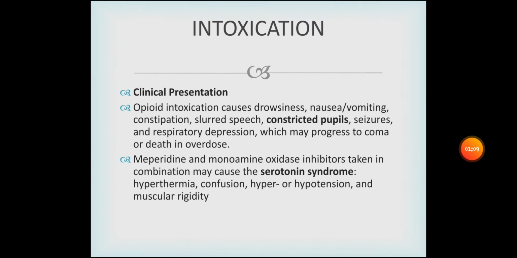So, opioid intoxication. What's the clinical presentation of opioid intoxication? Opioid intoxication causes drowsiness, nausea, vomiting, constipation, slurred speech, constricted pupils, seizures, and respiratory depression, which may progress to coma and death in overdose. Meperidine and monoamine oxidase inhibitors taken in combination may cause serotonin syndrome, which is composed of hypothermia, confusion, hyper or hypotension, and muscular rigidity.